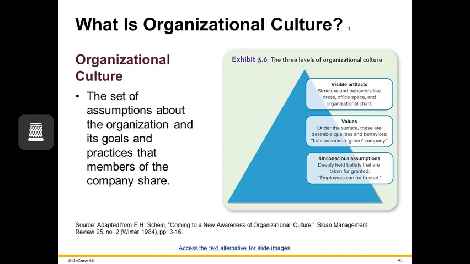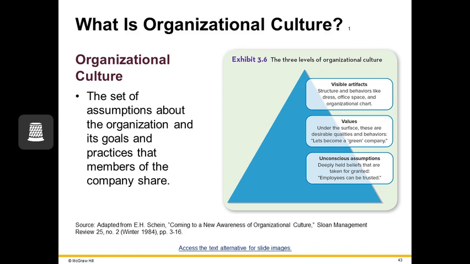All right. So then we have values. All right. And these are the desirable qualities and behaviors that we have within the organization. So at Zappos, people believe in delivering what they call wow to the customer. That's a core belief. Deliver wow to the customer. That's one of their values.